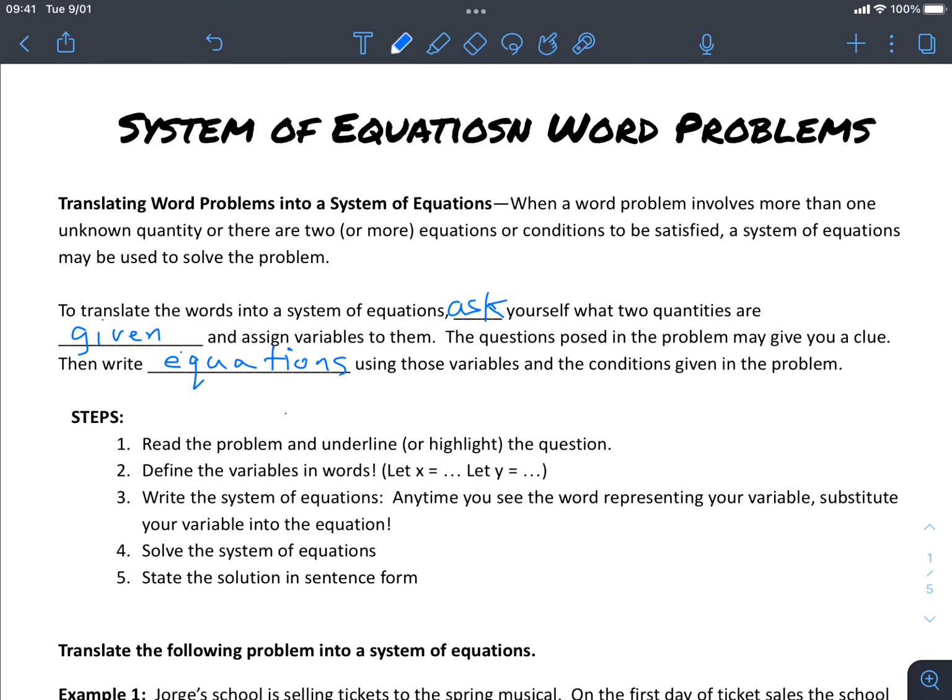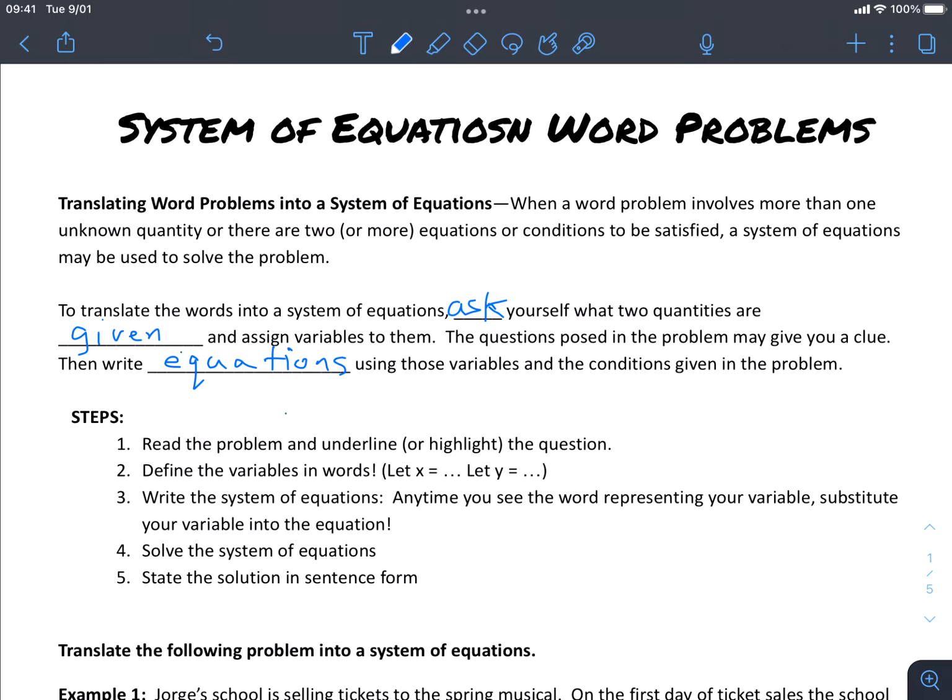To translate the words into a system of equations, first, we need to ask ourselves what two quantities are given, and once we know what those are, we assign variables to them. Usually when they ask a question in the problem, that tells us what we're looking for, and those are going to be the variables. And once we know what the variables are, and we look at the other conditions in the problem, we can write equations. And the equations are going to look like systems of equations.